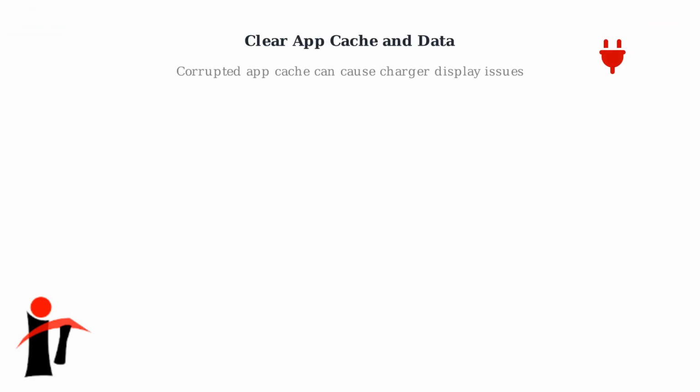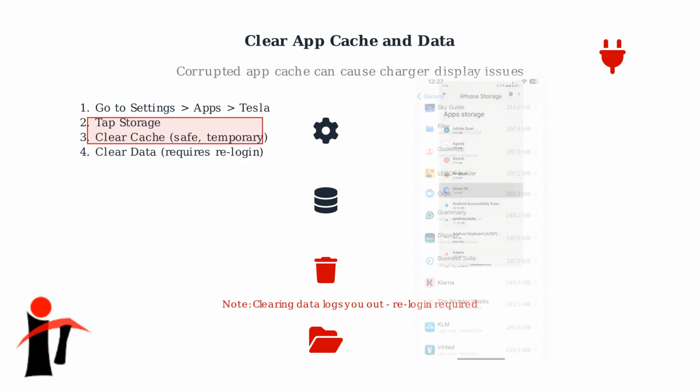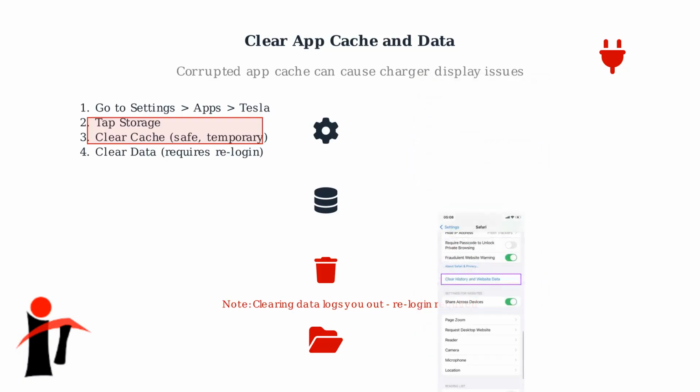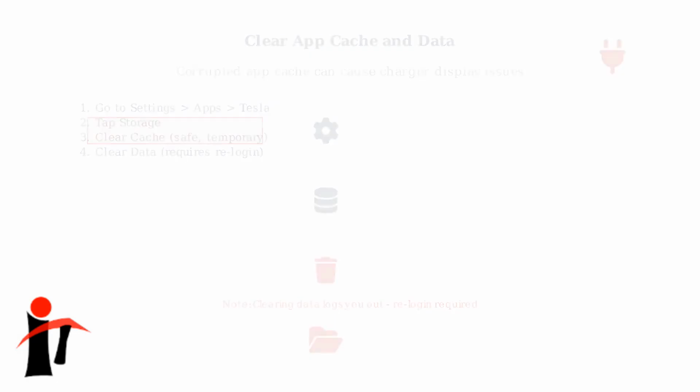Sometimes, corrupted app cache can cause display issues with chargers in the Tesla app. Clearing the app's cache and data through your phone's settings can resolve temporary glitches. Access your phone's settings, find the Apps section, locate the Tesla app, and tap on Storage. From there, you can clear the cache, which is safe and only removes temporary files. If issues persist, clear all data, but note that this will log you out and require you to sign back into the app. Here are examples of app storage settings on Android and iOS devices, showing how to access cache and data clearing options. This process can often fix charger visibility problems by refreshing the app's stored data and settings.